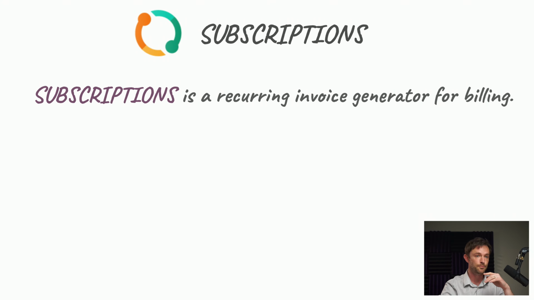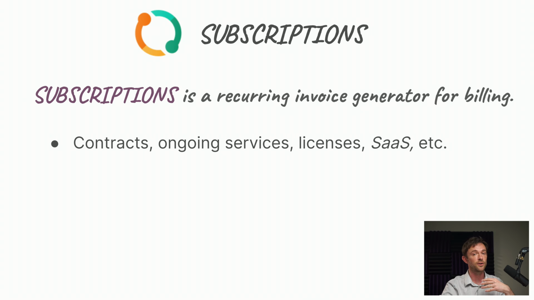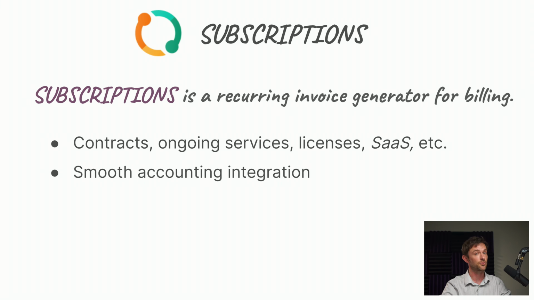The subscriptions app is one that we use here in Odoo a lot to run our business. It's a recurring invoice generator. That's one way to look at it. So it's going to generate invoices on a recurring basis. It's great for contracts. It's good for ongoing services, for licenses, and software as a service, which is why it's so useful for us at Odoo. It has a really smooth accounting integration, which is important because it's automatically posting invoices and automatically collecting payments if you set it up that way. And it has a really nice online portal, which is what I'm going to highlight.